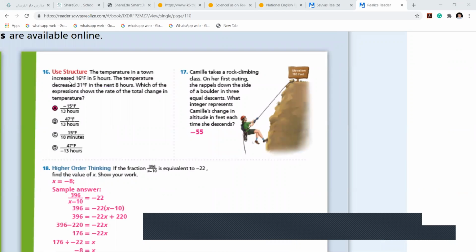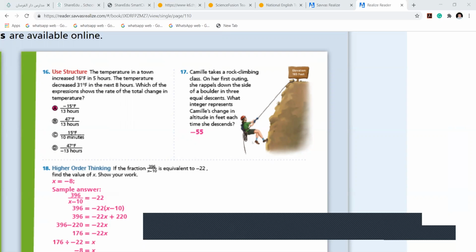The temperature in a town increased. Increase means plus, 16 in 3 hours. The temperature decreased 31 in the next 8 hours. That is 16 minus 31, girls. Okay, minus 31, because first it was plus 16 and then it was minus 31. So let us do 16 minus 31.